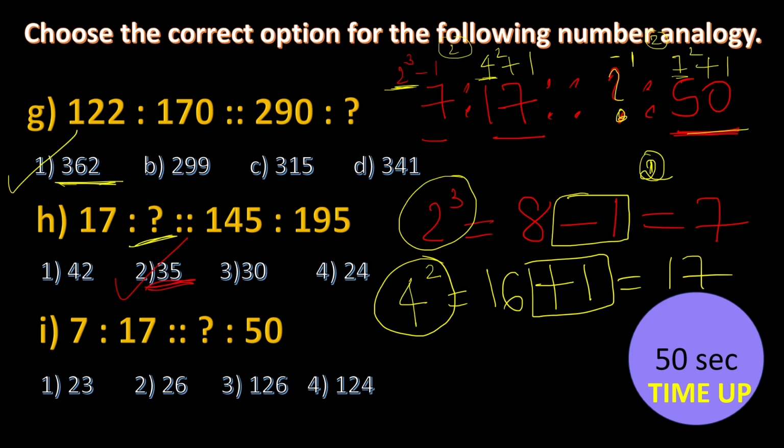Okay? So here you need to do 5 cube. Okay? 5 cube minus 1. 5 cube is 125. Correct? 125 minus 1 when you do, I'll get 124. So the correct option will be 124. Understanding, right?